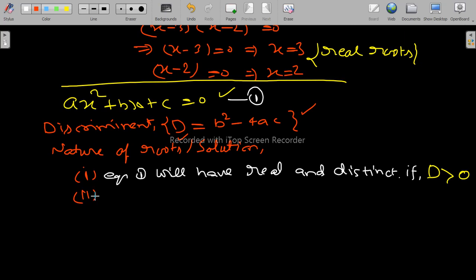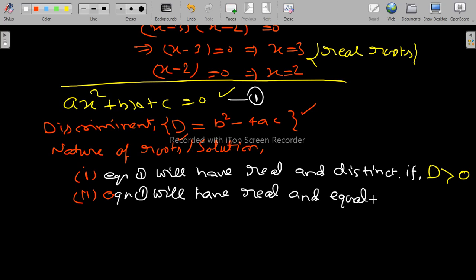The second condition is, equation 1 will have real and equal roots if... So to have real and equal roots, the condition is that the discriminant is 0. If this whole discriminant reduces to 0, then the equation will have real and equal roots.